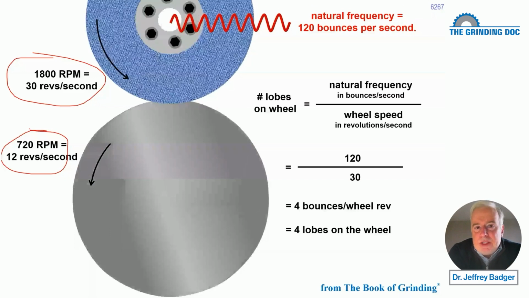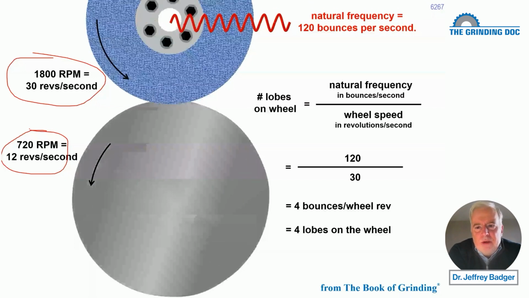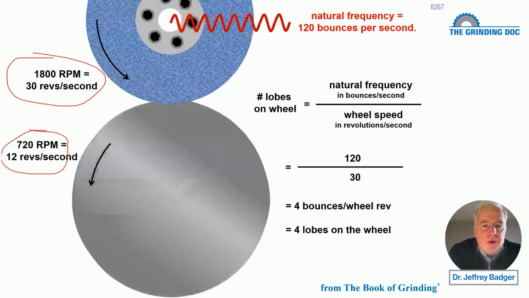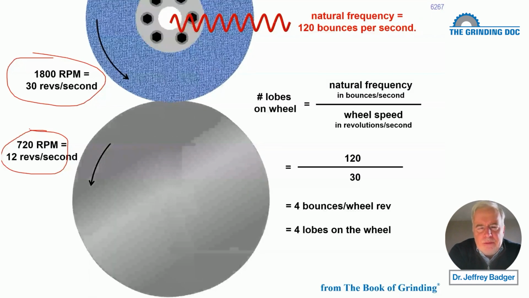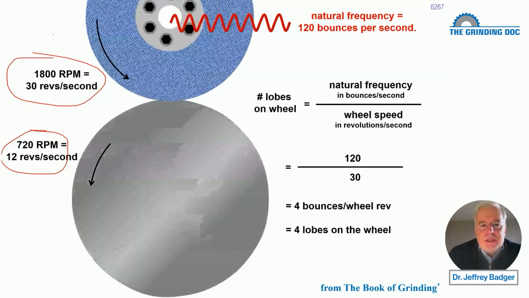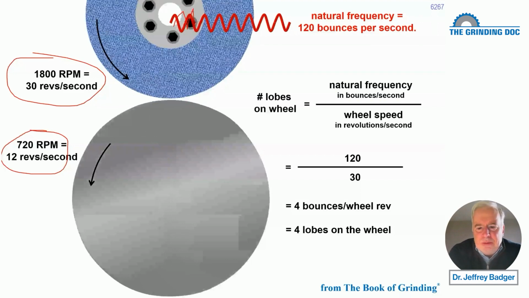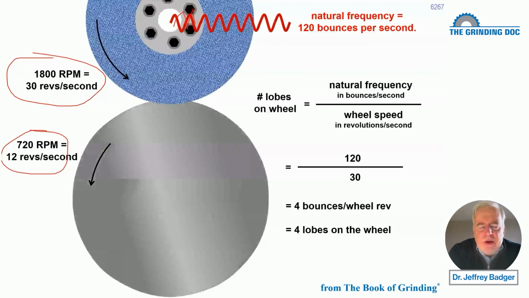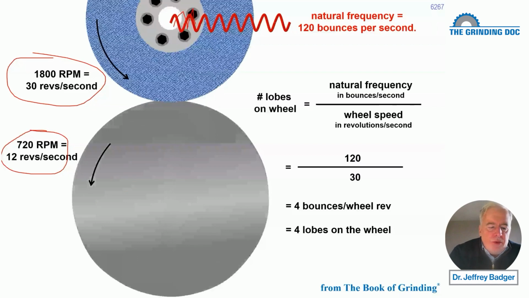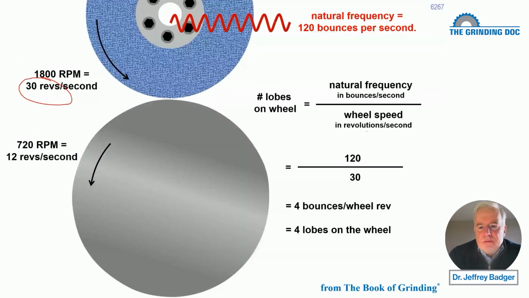If you have an aluminum oxide wheel, it might take 5 or 10 minutes, 20 minutes to develop. If you have a CBN wheel, it might take 40 minutes or an hour to develop between dressings. So let's take a look at what actually is going on. So this guy's bouncing up and down, boing, boing, boing. And he's bouncing up and down 120 times a second. And the wheel is rotating at 30 times a second.